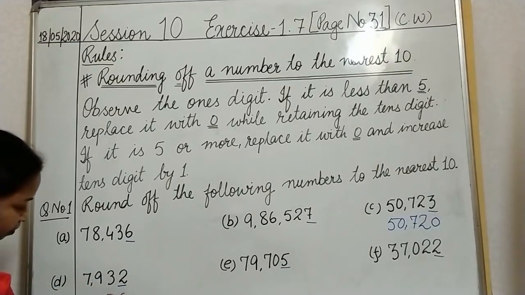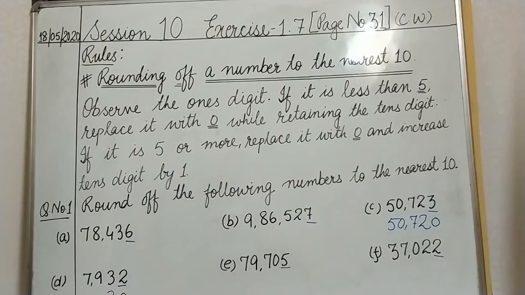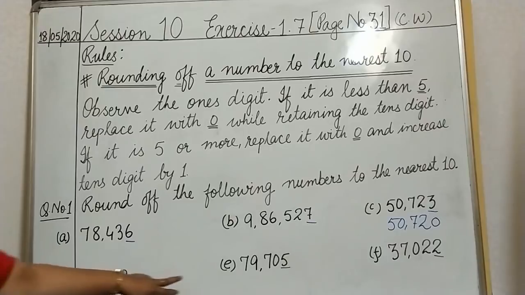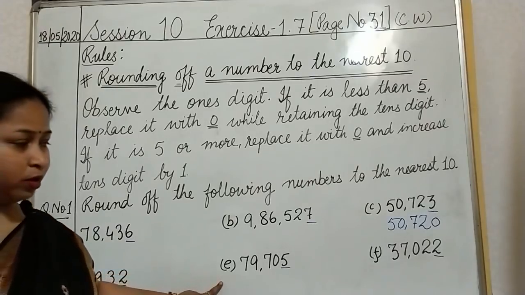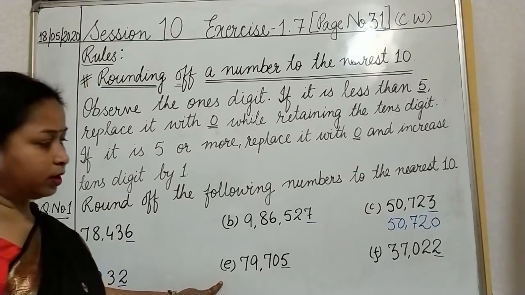So what we will do? We will just replace this 2 by 0 and then retain the digit which is at tens place, that is 3, and then write the leftover digits given to you. So what is the answer? 7,930. What about question number E? We will wait for that and move on to the next question.